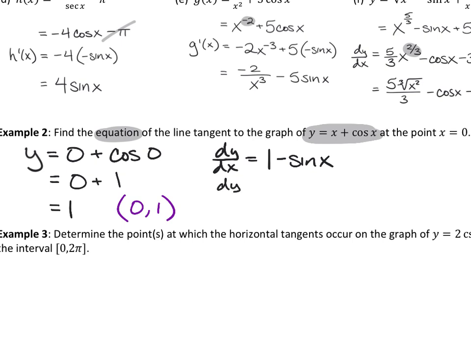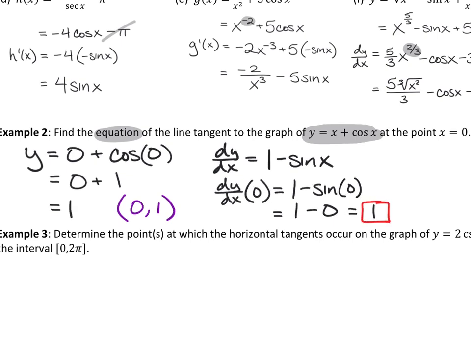What are we going to plug in here? What number? 0. When we plug in 0, this is 1 minus sine of 0. What's the sine of 0? Oh gosh, get your formula charts out, guys. What is the sine of 0? 0. I'm sorry. What is 1 minus 0? 1. Okay, so my slope is 1.